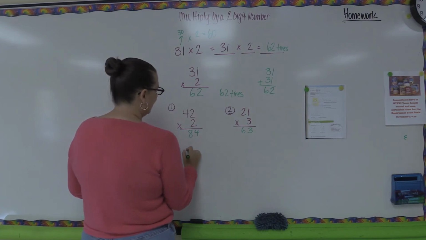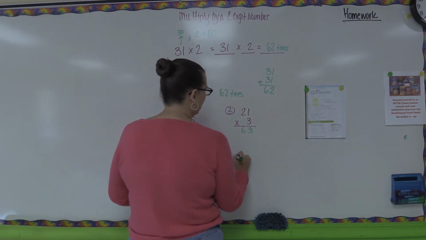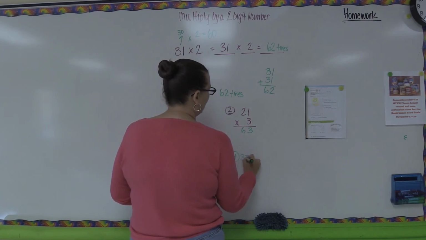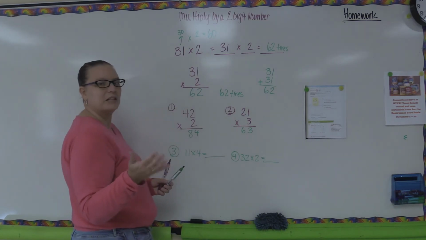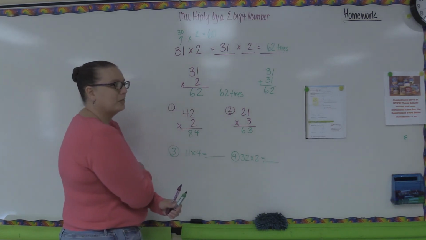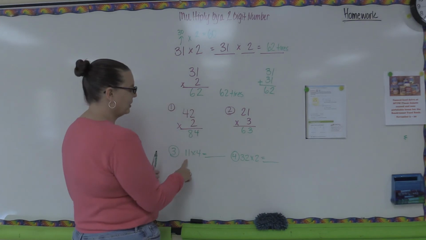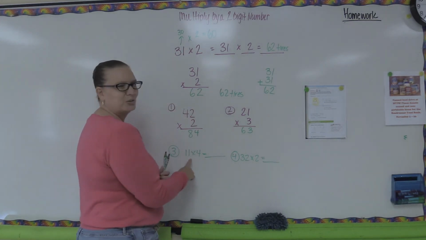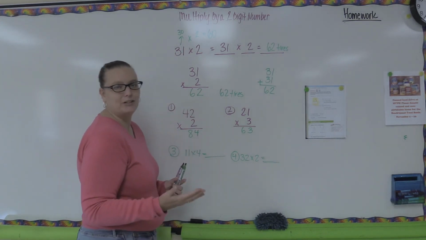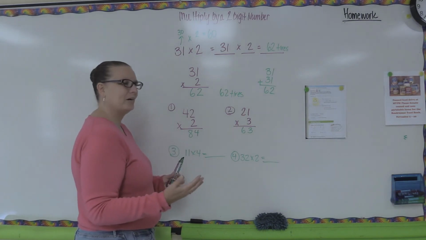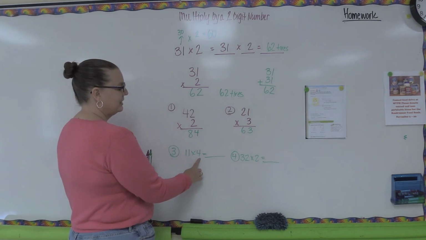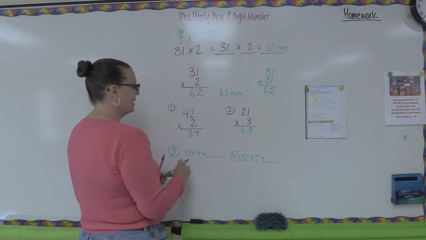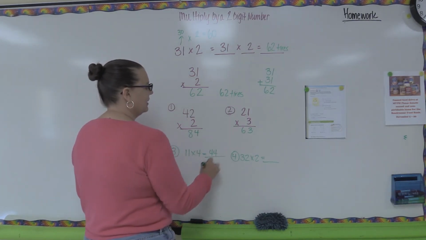Number 3 is 11 times 4. And number 4 is 32 times 2. Sometimes you don't even have to set up the problem. You may know enough of the multiples and remember them to be able to solve a problem. In this case, I know multiples of 11 because we've been working on multiplication. And there's that cute little trick about how whatever this number is, 11 times that is going to turn it into those numbers. So 11 times 4 I know is 44.